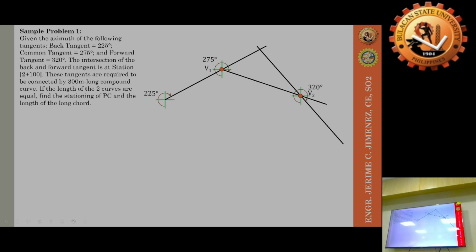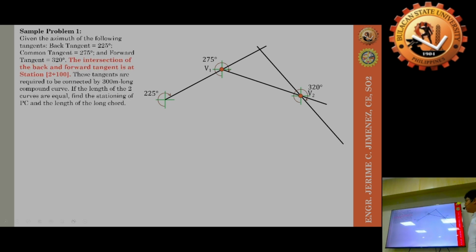Balik naman tayo sa first statement. Sabi, the intersection of the back and the forward tangent is at station 2 plus 100. Okay, based on definition, the intersection of the back and the forward tangent is also our vertex or the point of intersection or PI. Okay? So, yan ngayon yung magiging PI or the point of intersection ng kabuuang compound curvature, which is located at station 2 plus 100.